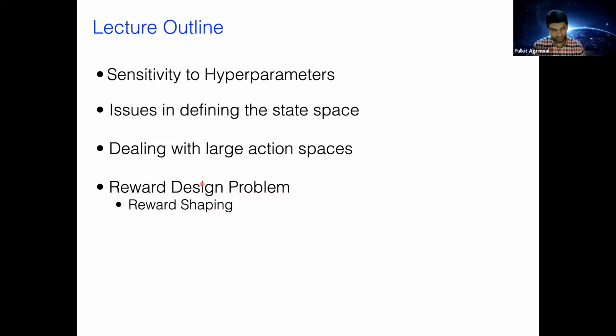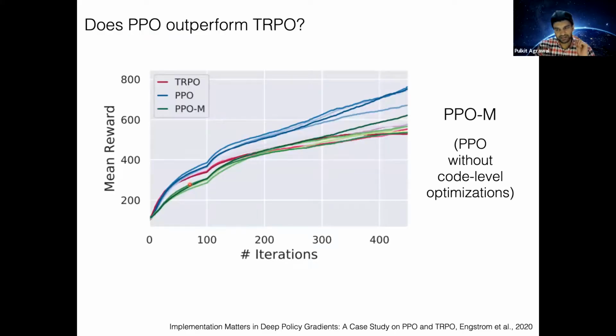Then, if we have time, we are going to go into issues of how to define the state space, how to deal with large action spaces, and touch upon the reward design problem. But maybe the last two bullet points we'll touch upon in the next lecture. So let's start with sensitivity to hyperparameters. The question with which we ended the first part of this lecture was, does clipping actually outperform doing the KL divergence loss?